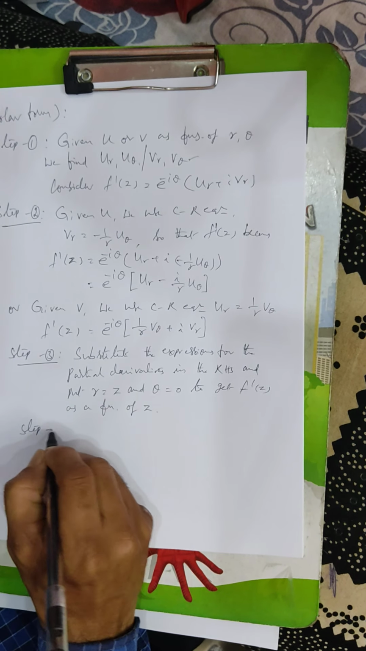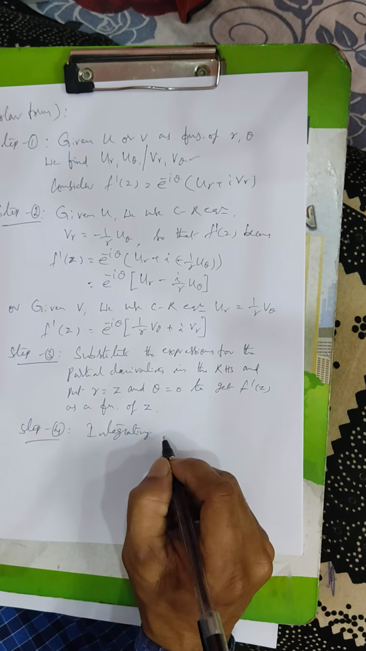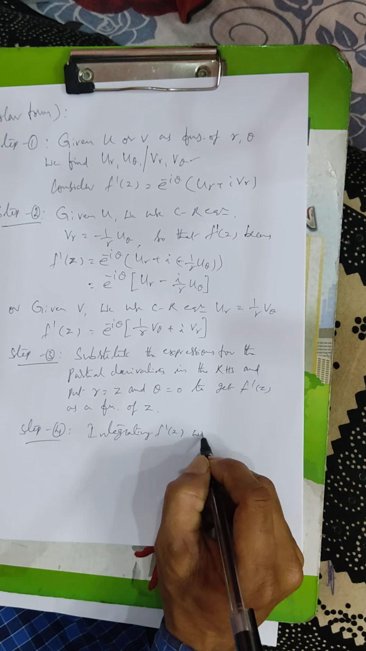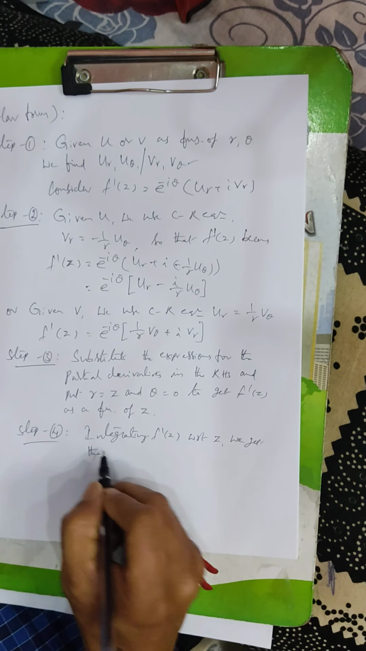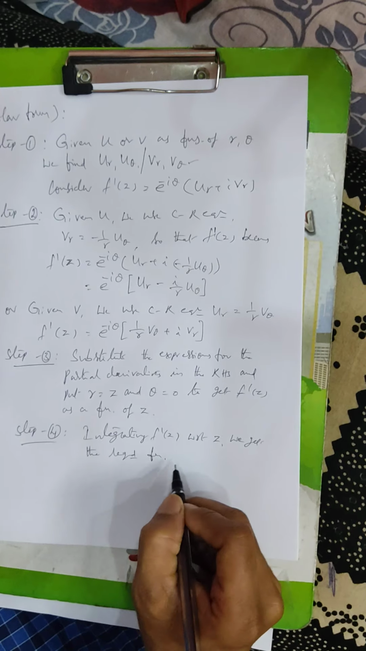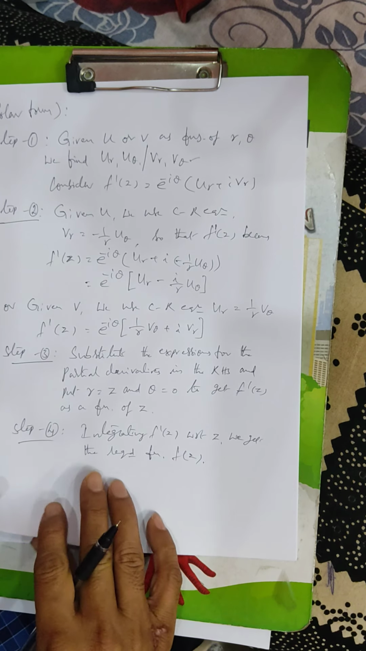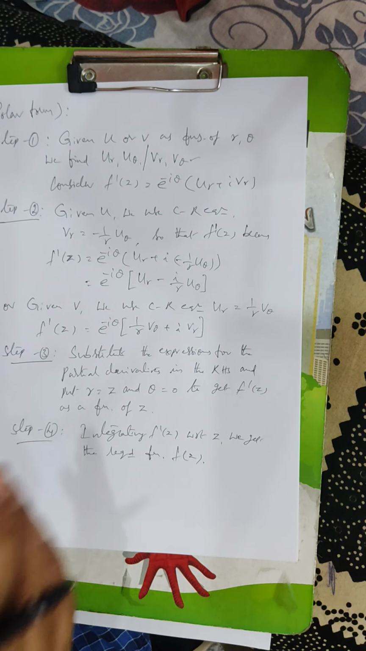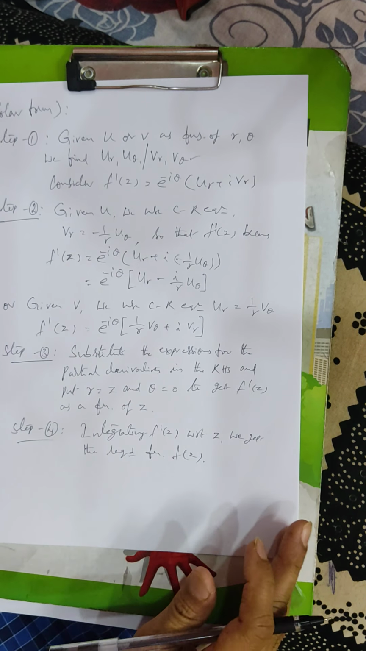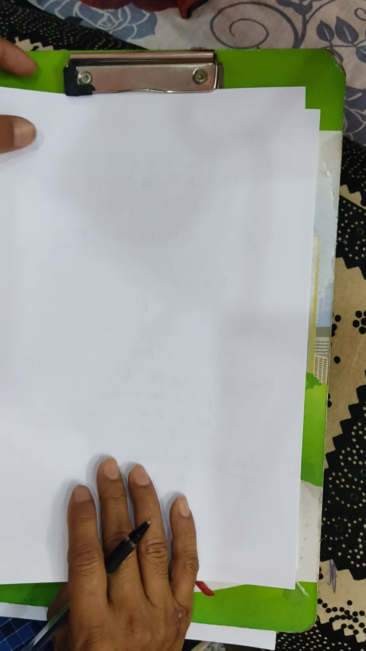And the last step, that is step 4, integrating f dash of z with respect to z, we get the required analytic function, or required function f of z. So this is the procedure to construct the analytic function by knowing the real or imaginary part according as it is in the Cartesian or polar form. So let us solve one problem so that you come to know how to construct the analytic function by knowing the real or imaginary part.